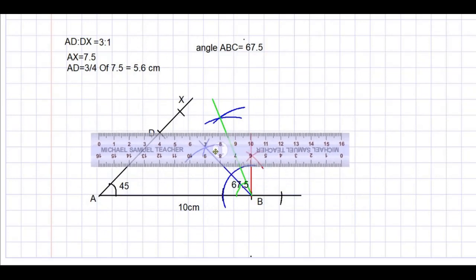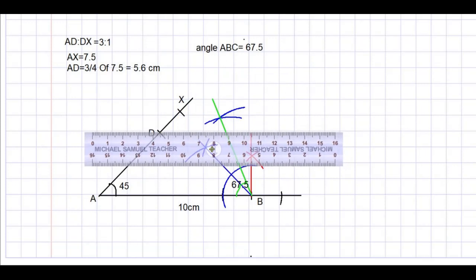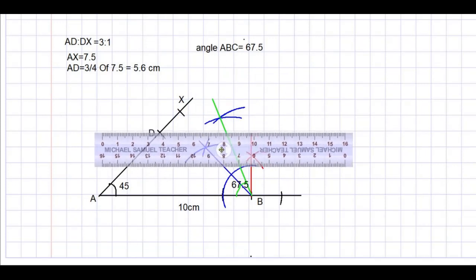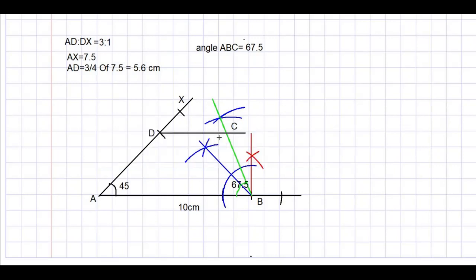Therefore, we needed to draw from D. We draw a line parallel to AB. So, at this particular point, we draw that line, which will be DC. So, this angle here, ABC, is 67.5. So, this is point C. Therefore, DC and AB are parallel to each other.